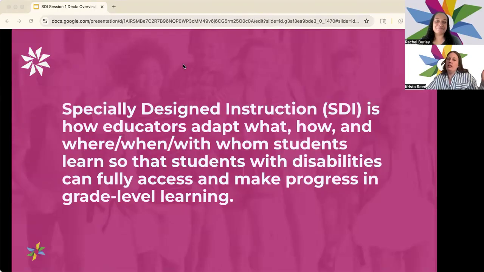We wanted to stamp again, right? These are concrete examples of how teachers can adapt the what, the how, and the where, when, and with whom students are learning. But it starts with them really understanding what a student's needs are, right? They understand the impact that disability is having on a student's access and progress, and they're sort of backwards designing a solve for it and saying, well, if this is how it's showing up, this is what we're going to need to do about it.